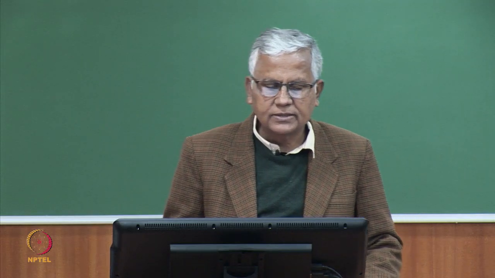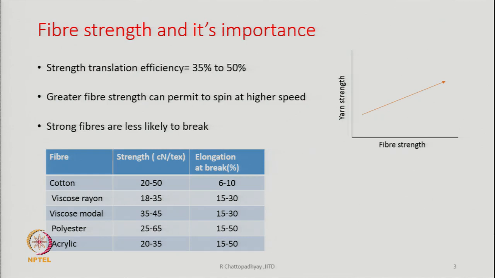Then comes the fiber strength. Typically, strength translation efficiency in the case of rotor spun yarn is 35 to 50%. That means, whatever the fiber tenacity that we get, 35 to 50% of that tenacity is actually realized in the yarn. So, if the fiber tenacity is x, the yarn tenacity is going to be 0.35 x or maximum up to 0.5 x. So, there is a 50% reduction almost, or even more than that, in the tenacity translation.